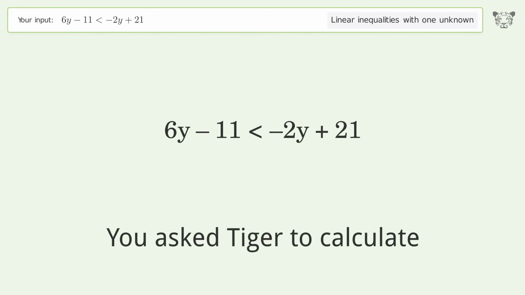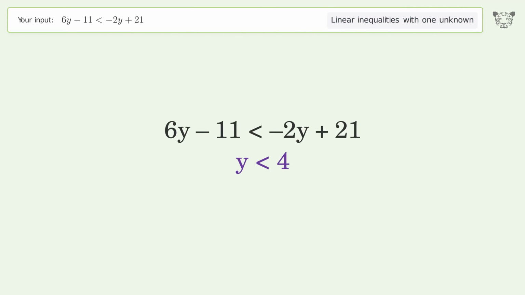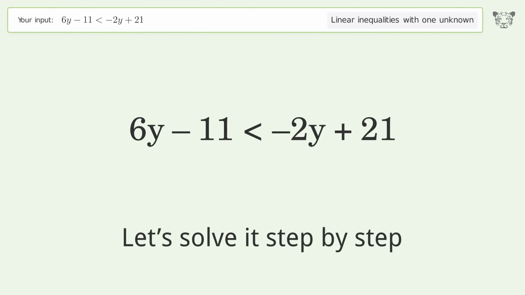You ask Tiger to calculate. This deals with linear inequalities with one unknown. The final result is y smaller than 4. Let's solve it step by step.